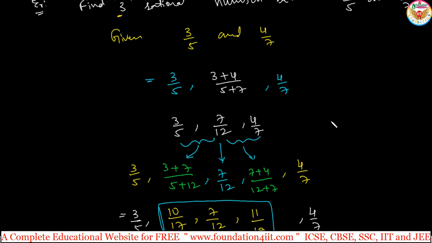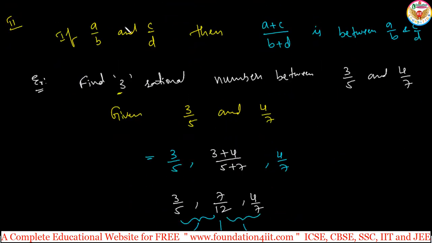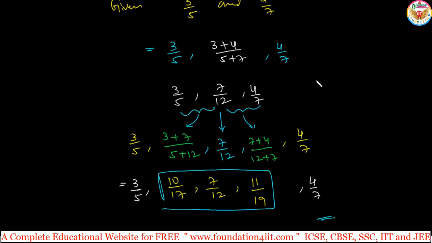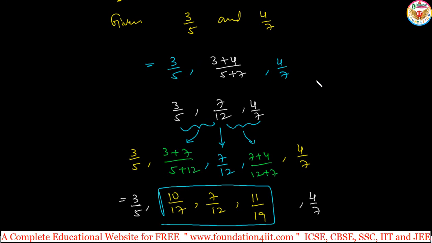If it is given as rational numbers, we apply the formula: if a by b and c by d are two rational numbers, then (a plus c) by (b plus d) is a rational number in the middle between them. And for only a, b, it means (a plus b) by 2. This is the way we can insert rational numbers between any two given rational numbers simply.